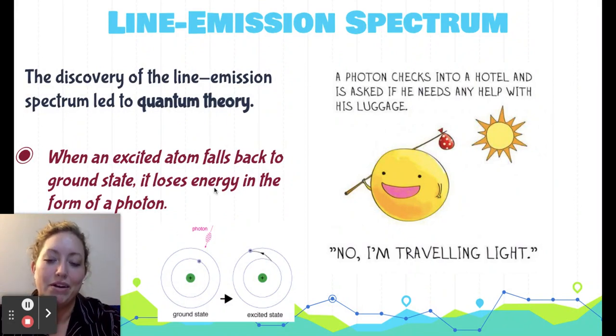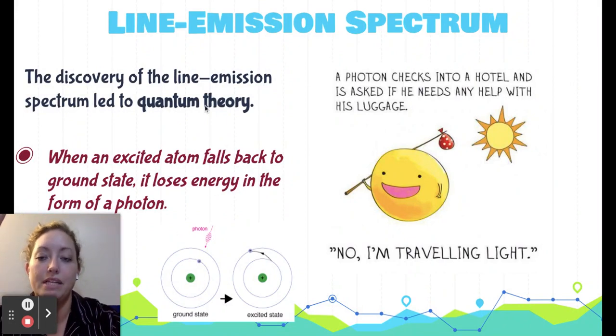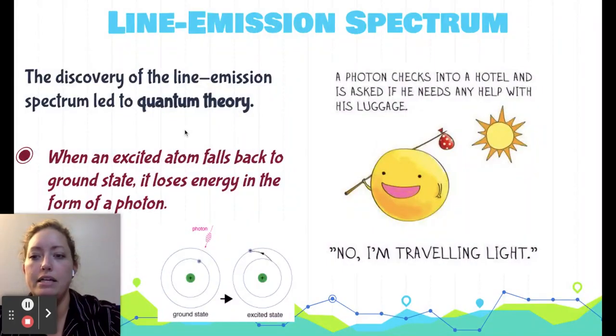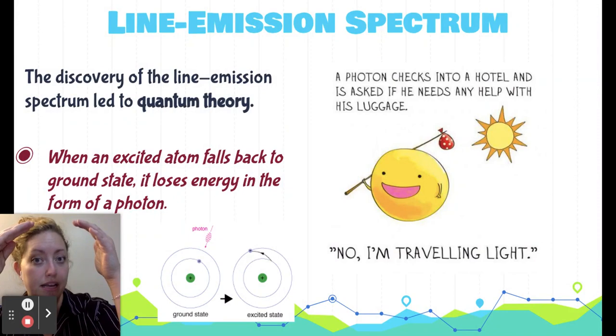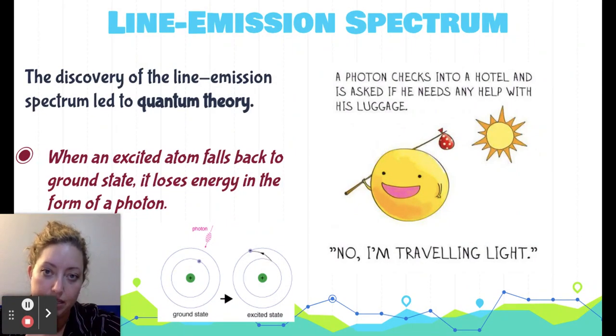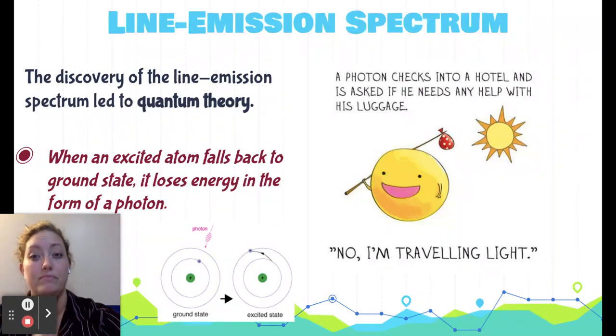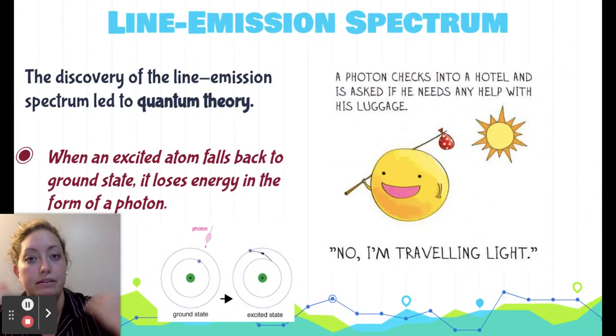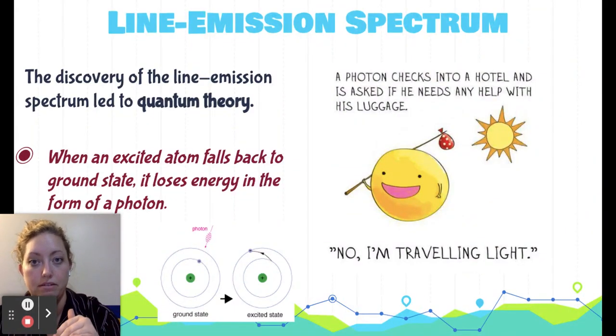So we talked about this already, but quantum theory is what we call it when that excited electron, that should say electron, not atom, falls from its energized state back down to its ground state. Okay, and in that process, it releases a photon of light. That's quantum theory. It's when excited electrons go back to ground state, they give off light, right?